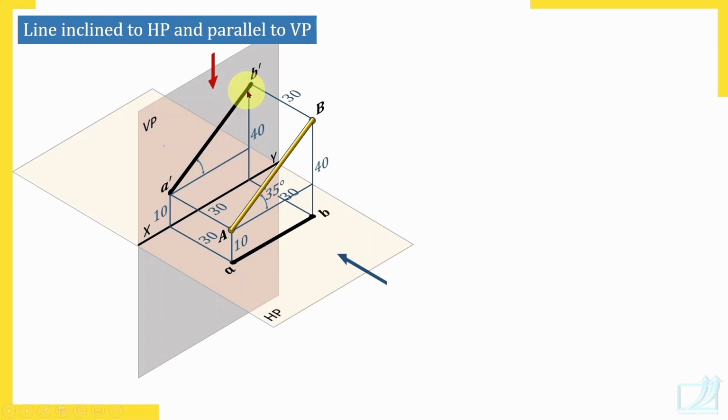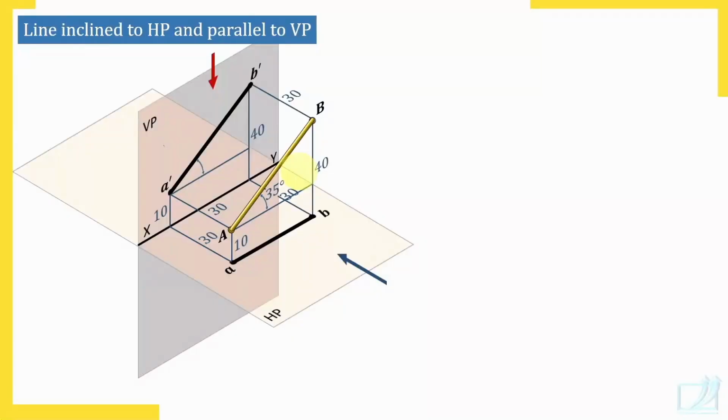As I told you, front view gives the details with respect to HP. How important this statement is. Line is inclined to HP, that will appear in the front view. Front view will be inclined to HP. And line is parallel to VP, so that will appear in the top view. So top view is parallel to XY line. Check here. And front view gives details with respect to HP. So line is inclined to HP by 35 degrees, that appears here in the front view, 35 degrees.